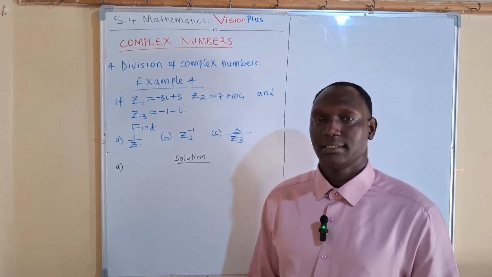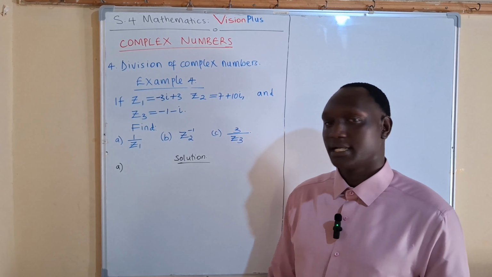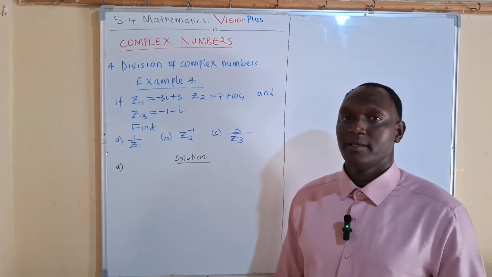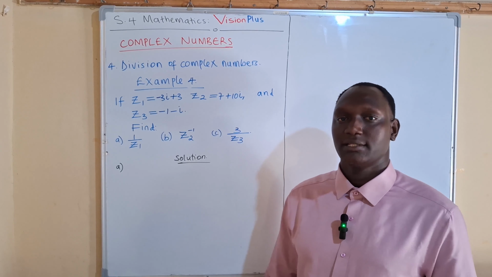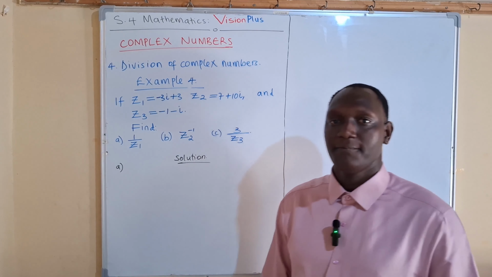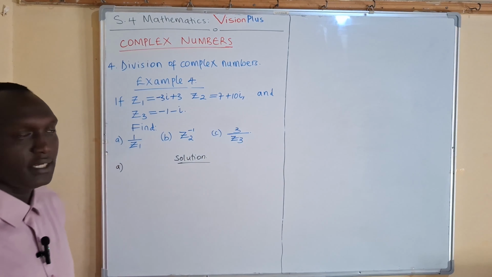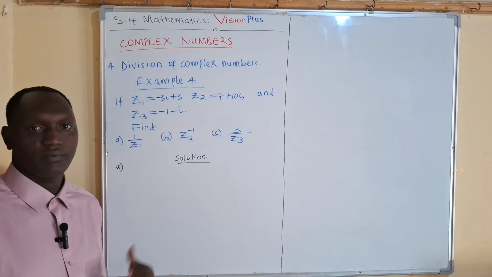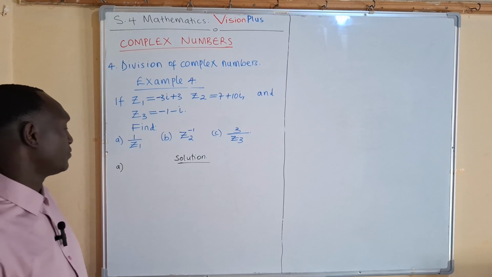Please note that complex numbers can be as many as possible. We can say Z1 up to Z5. Please always adhere to the question and pick the ones that the question requires. In this case, part A says that we need to find 1 out of Z1. And this is not usual from what we have been doing, the numbers that we have been addressing. So how do we tackle this?